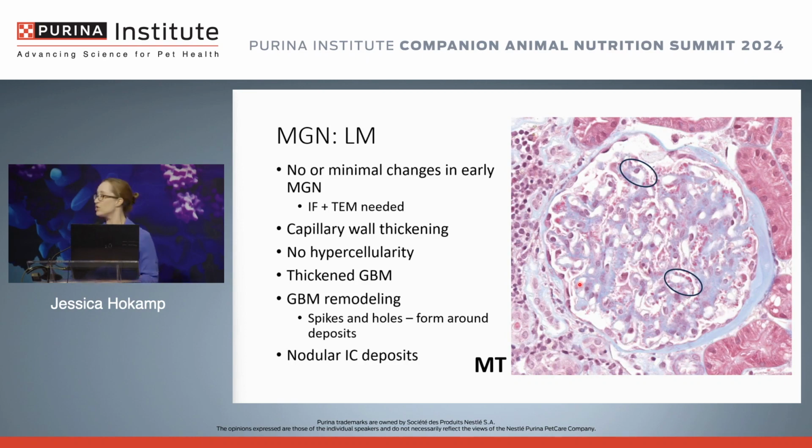With the Masson's trichrome stain, we can also see deposition of the immune complexes in these little dot patterns along the capillary loop. So it's these little red dots here. So we're oftentimes looking for these as well.